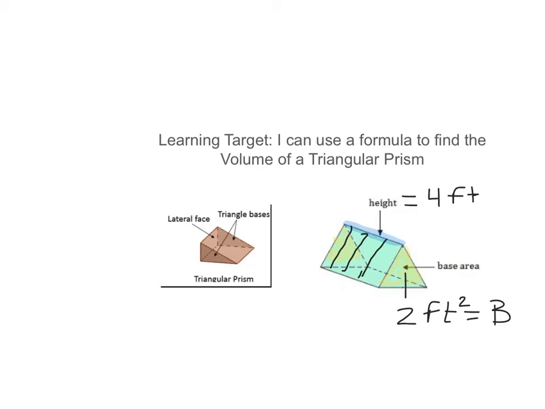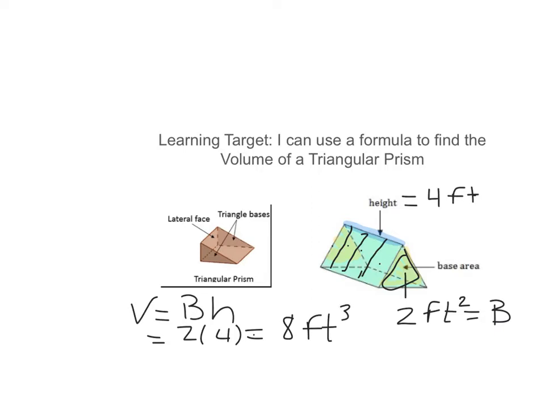4 times. So we would have this section here 4 times, and the volume would then be 8, using this formula, area of the base 2 times the height of 4. That would give us 8 cubic feet. So that's just a quick review on why the formula works. Now let's move on to some examples.